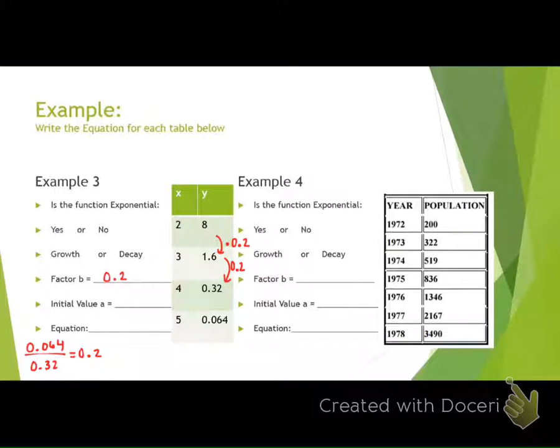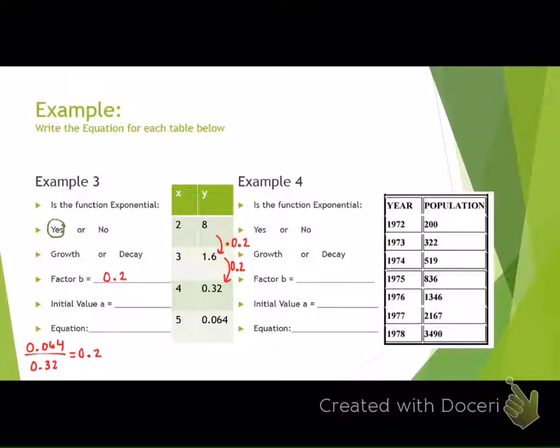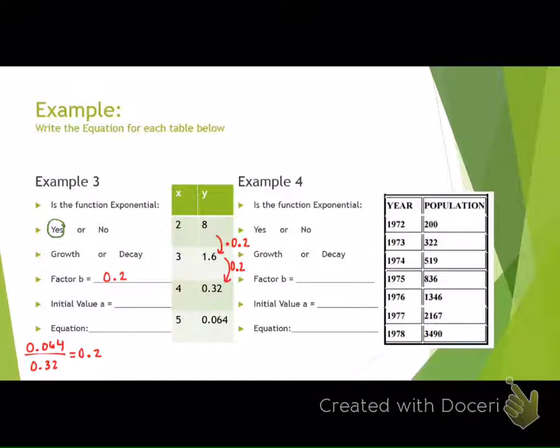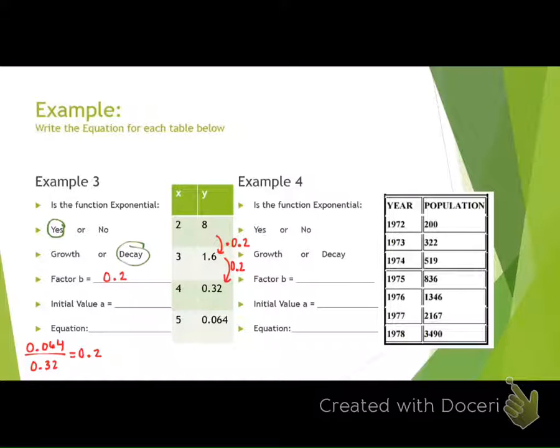Mackenzie, is this an actual exponential function? Yes, we are multiplying by the same number over and over and over again. So Iris, is this one growth or decay? Decay. 0.2 is between 0 and 1, which makes it decay. You can also see it from the chart. You circled growth. I said decay and circled growth. Thank you.